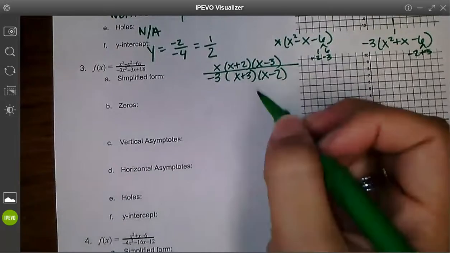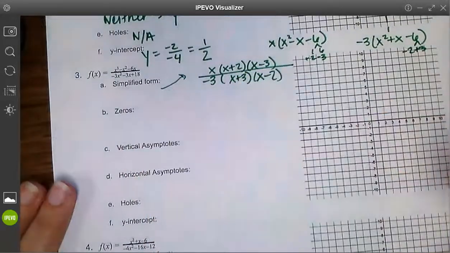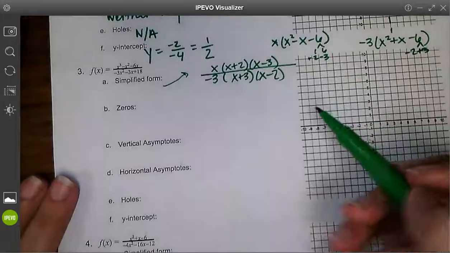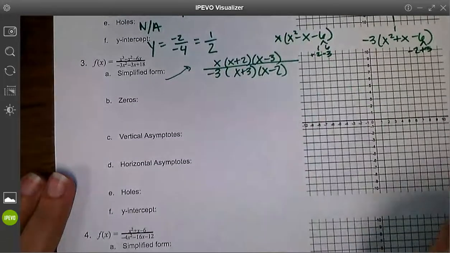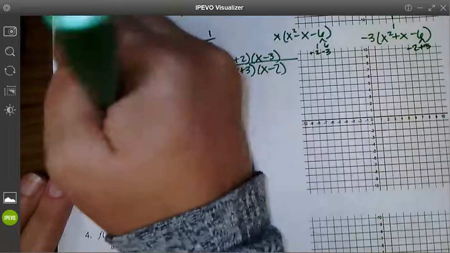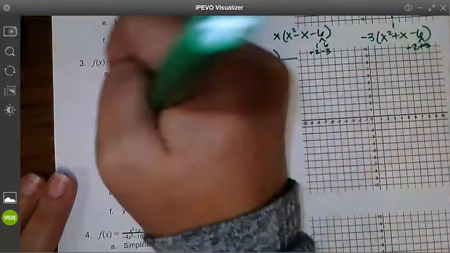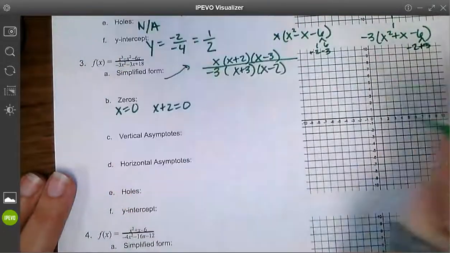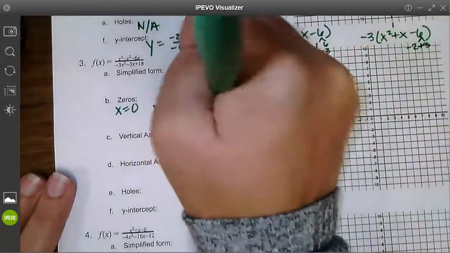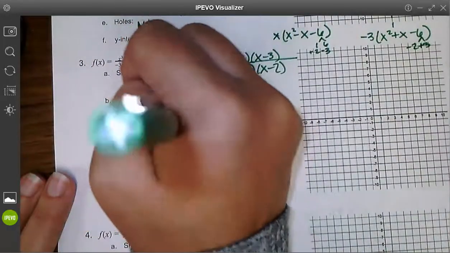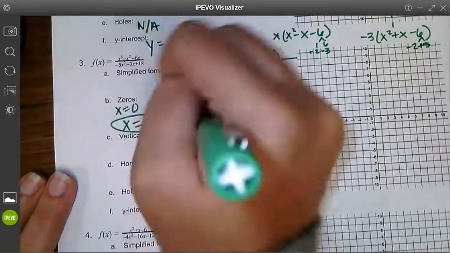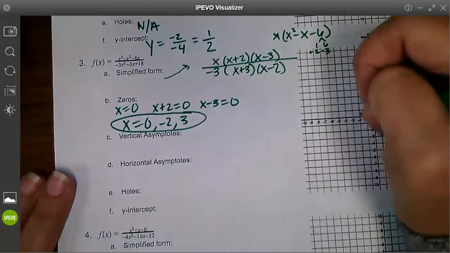So this is my simplified form because nothing cancels out. That is it. My zeros are going to be where that numerator equals 0. So I'm going to take each piece and set it equal to 0. I have x equals 0, x plus 2 equals 0, and x minus 3 equals 0. So I get x equals 0, negative 2, and 3. These are my x-intercepts.